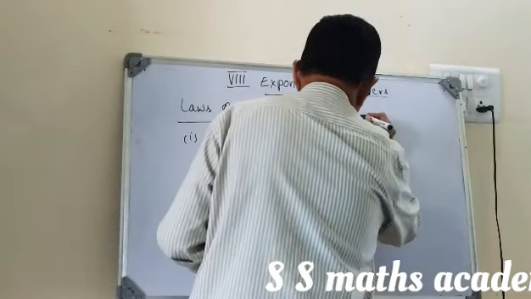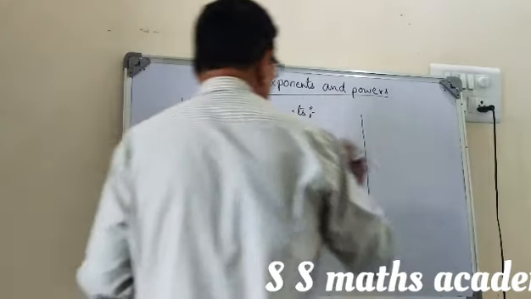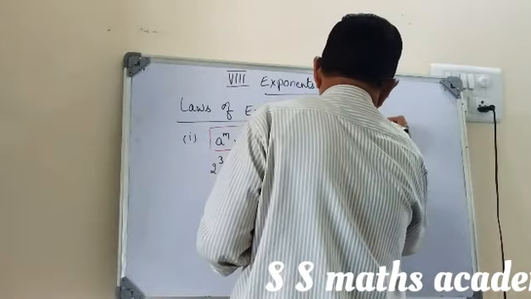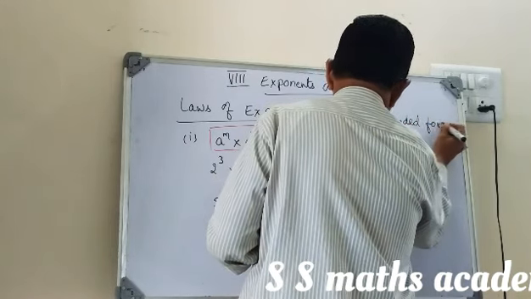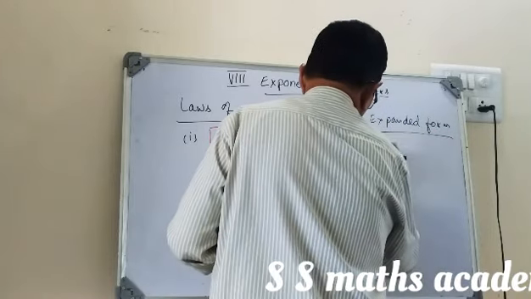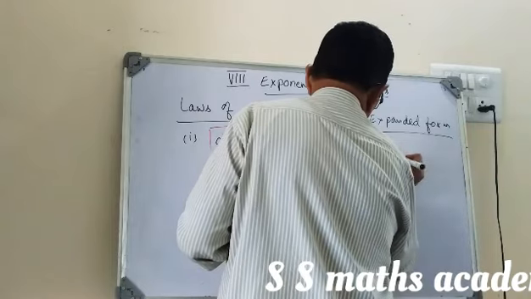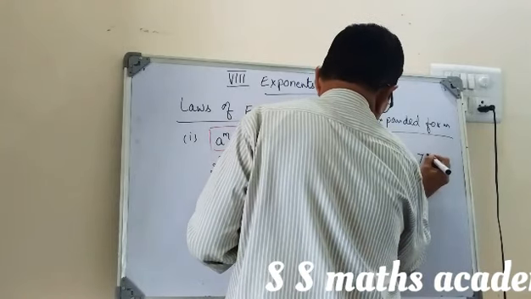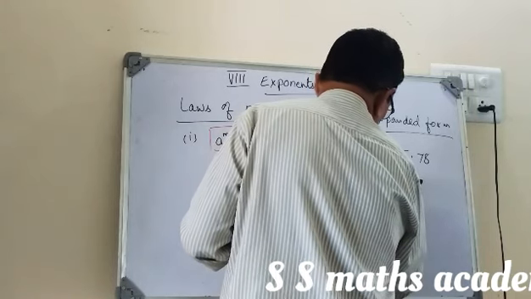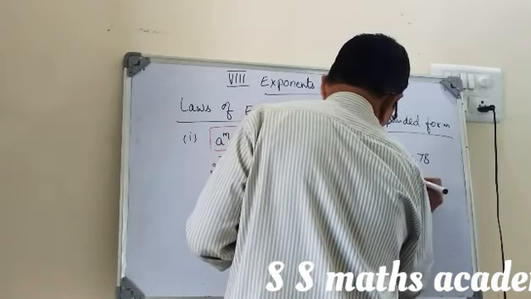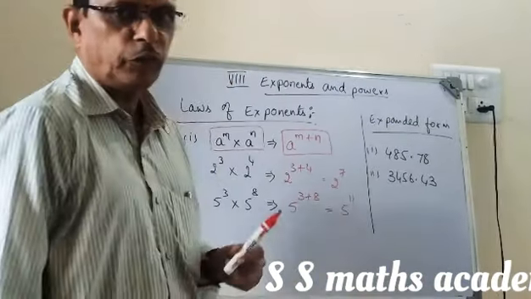Now, regarding this expanded form, I am giving two problems here, you do them at home. 485.78. The second problem is 3456 into 0.43. So all of you do these problems.